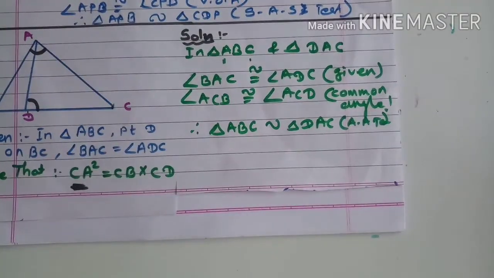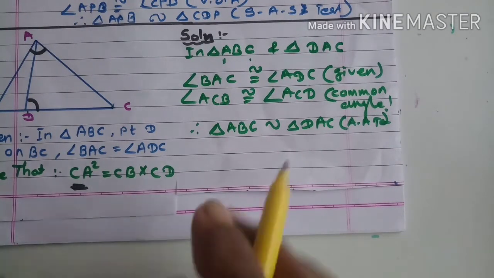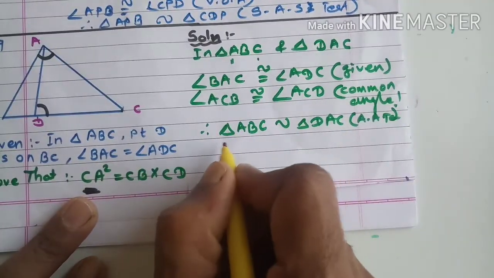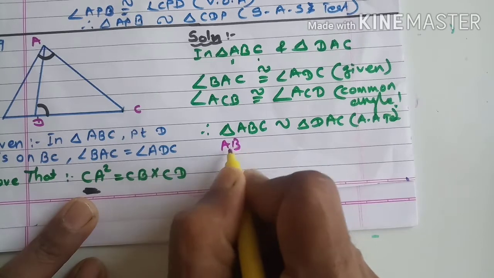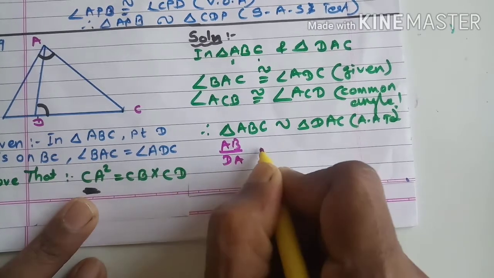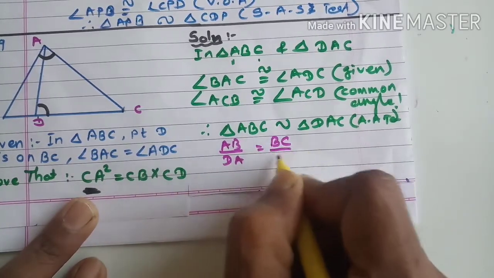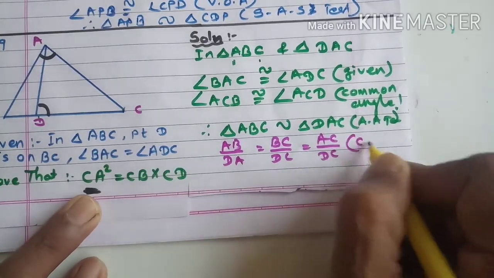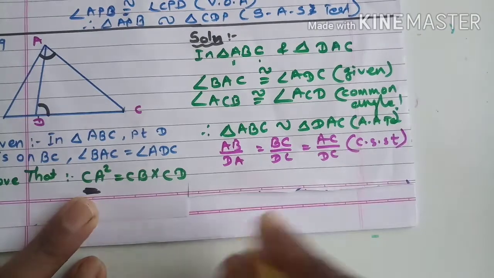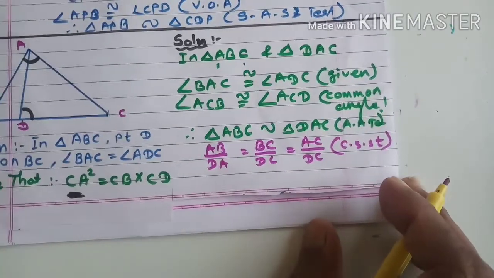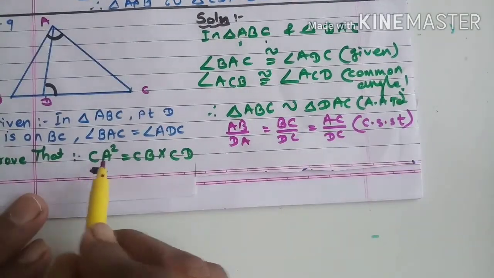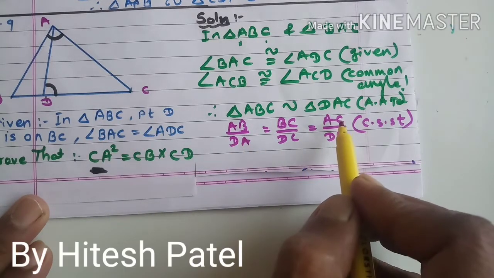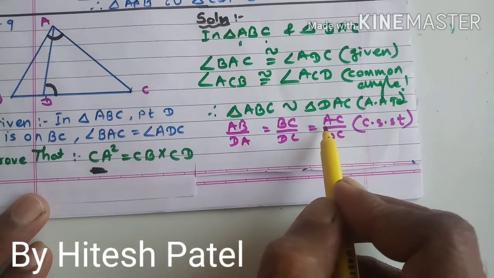Now if triangles are similar, then the ratio of the corresponding sides are equal. So write down the ratio: AB upon DA is equal to BC upon AC is equal to AC upon DC, corresponding sides of similar triangles. Now which sides do we need? CA square. Find out where CA is in the numerator and CA in the denominator.